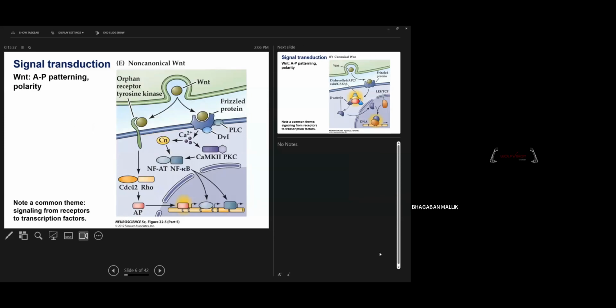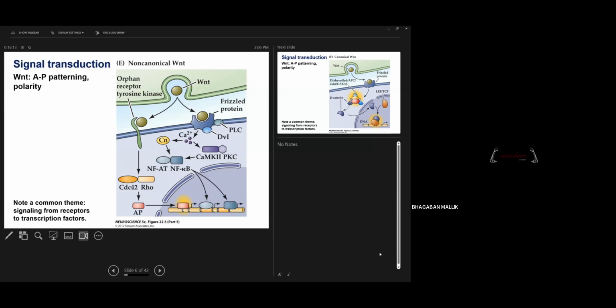In the next slide, the Wnt signaling I talked about last time. It is required for the anterior posterior patterning, polarity. There are 2 kinds of Wnt signaling people have studied. One is the canonical pathway, and one is the non-canonical pathway. The non-canonical pathway is beta-catenin independent. And there are specific ligands for the non-canonical pathway, like Wnt5b and Wnt11. Those are the non-canonical ligands for the Wnt non-canonical signaling pathway.